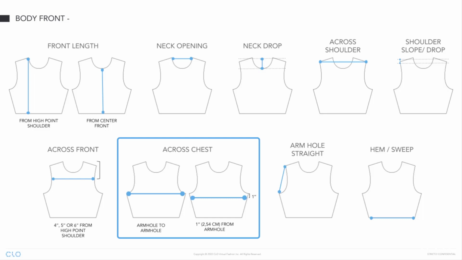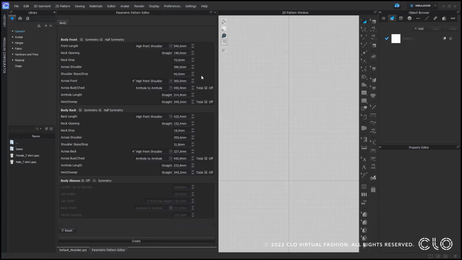The across bust or chest can be measured from armhole to armhole, or 1 inch from the armhole. We can also check the total option to insert the total circumference of the bust. If I do this, the same option for the back will become inactivated, and the value I insert will be divided between front and back. If I want to create a shirt with a total of 840 mm for the bust, I will leave the total option on, and I will insert this value directly.